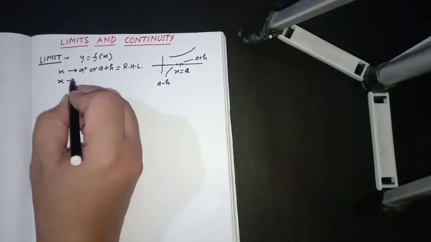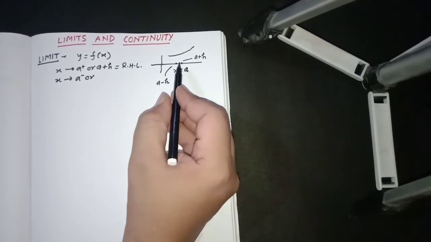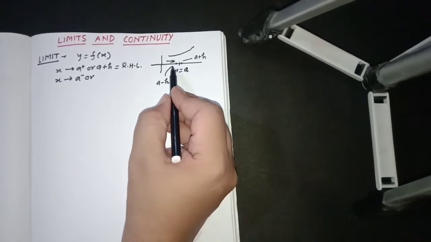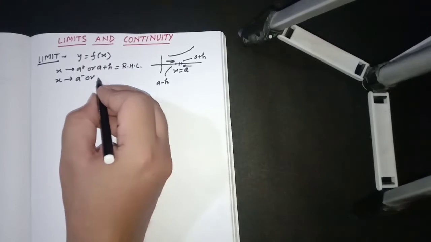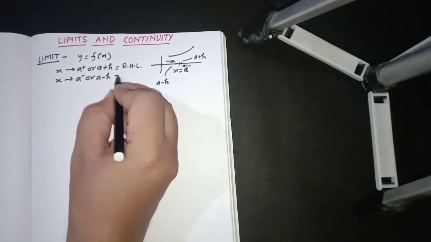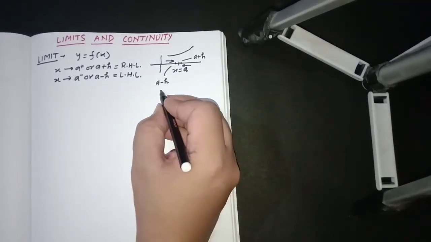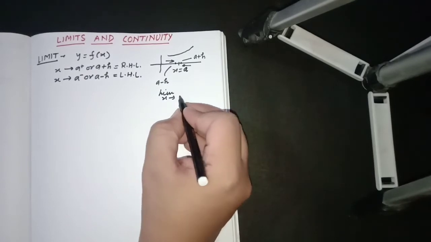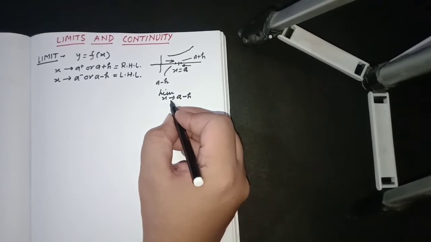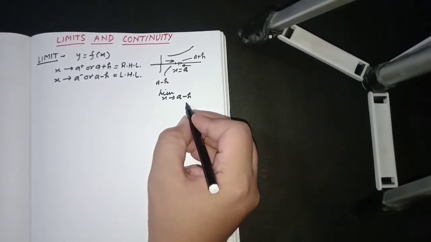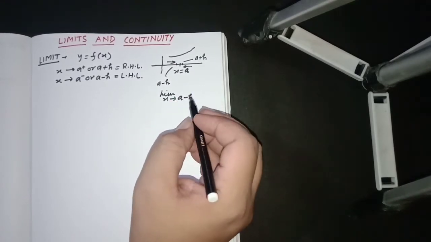Similarly, when x approaches a from the left side, like this, that will be the left hand limit. Approaching this point from the right side will be the right hand limit, a plus h, and from the left, a minus h, it is known as the left hand limit. So we use the symbol limit x tends to a, or a minus h or a plus h. So this symbol is known as tends to. So here the idea of left hand limit and right hand limit will be calculated in this way.